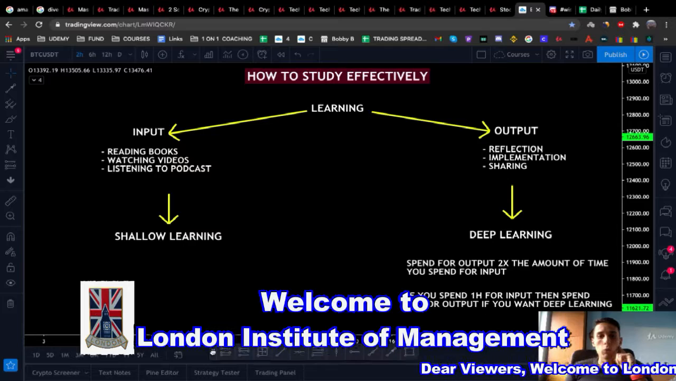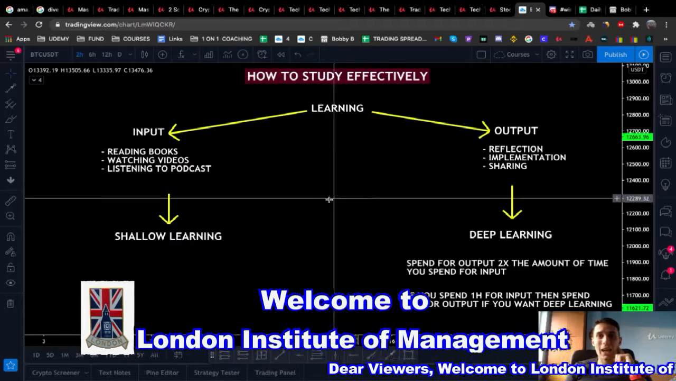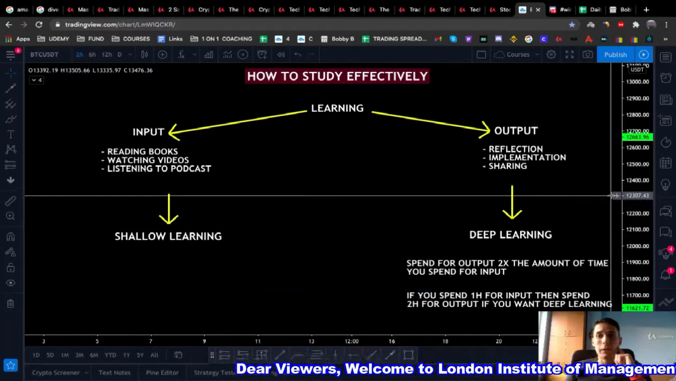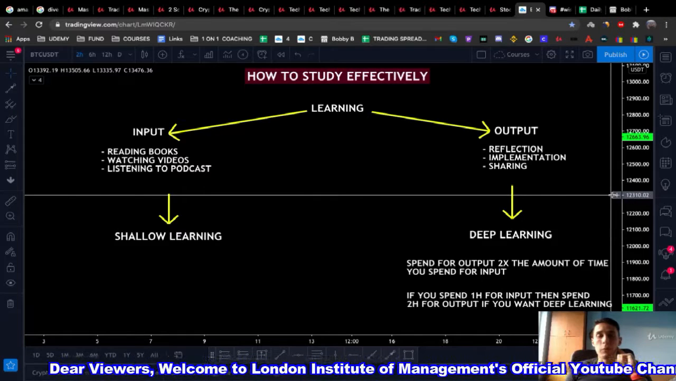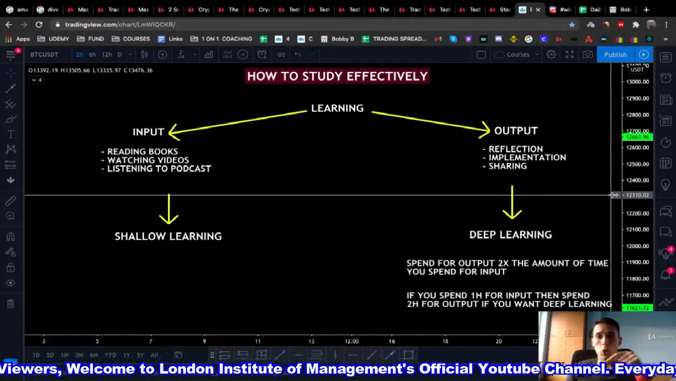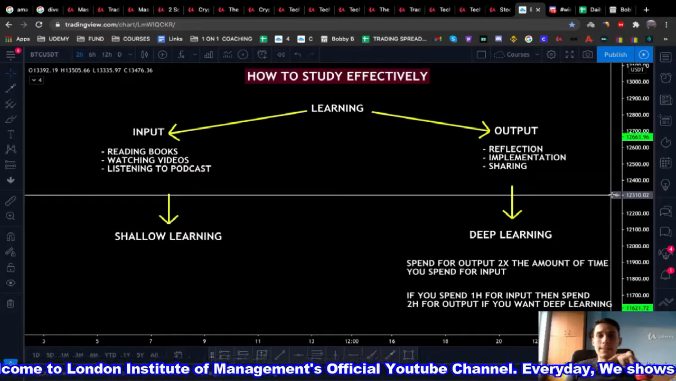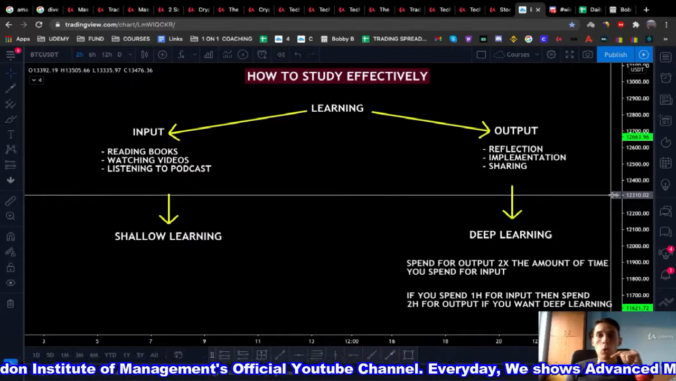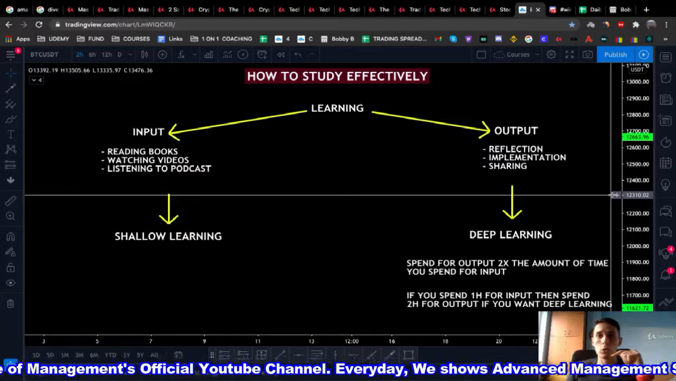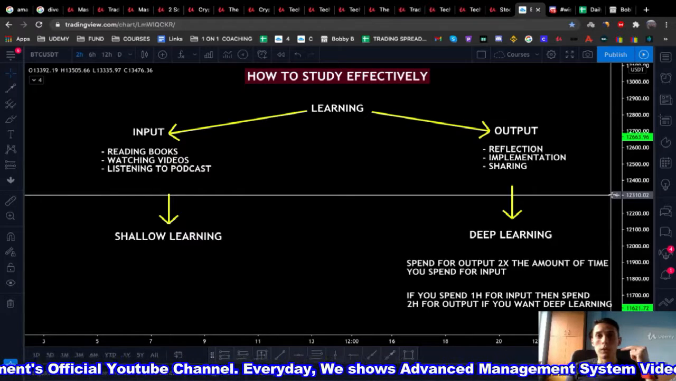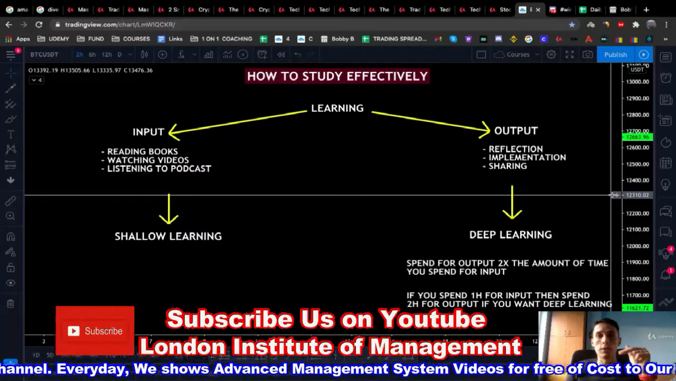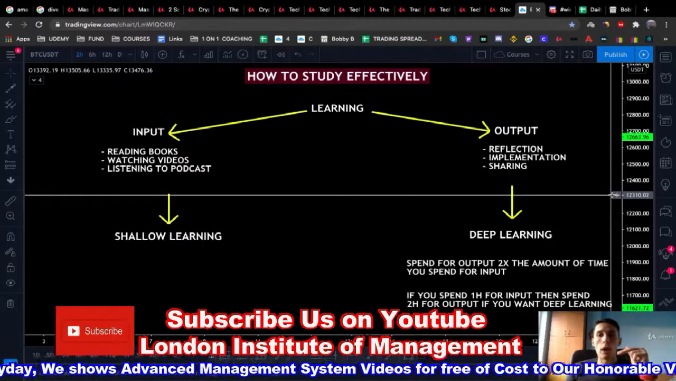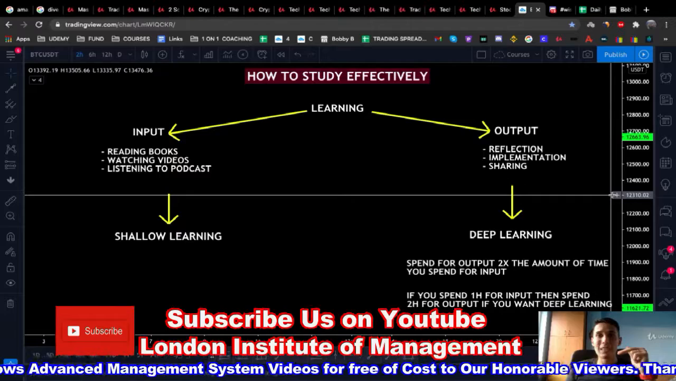So, I want to start with the strategy of how to study effectively, right? Because, guys, I really don't want your time to be wasted, because you are going to invest time to go through this course, right? You already invested money as well. I don't want this to be wasted, and I absolutely and certainly don't want my time to be wasted, because I invest time in recording all these courses and videos, right?